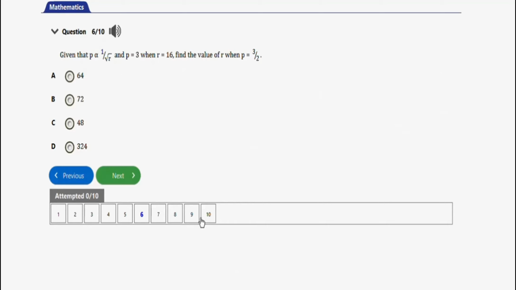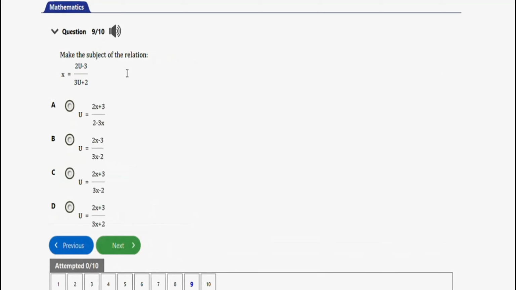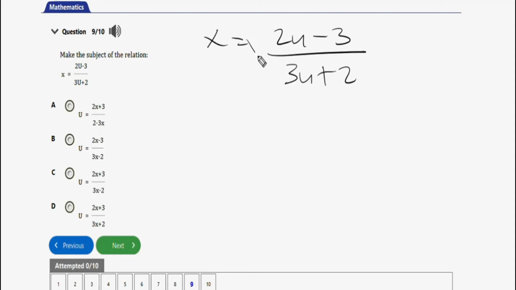So the next repeated question will be this one. It says, make u the subject of the relation. Alright, so to solve this question, we have x equals 2u minus 3 over 3u plus 2. So to make u subject of the relation, when you cross multiply, we're going to have x in bracket 3u plus 2 equals 2u minus 3.